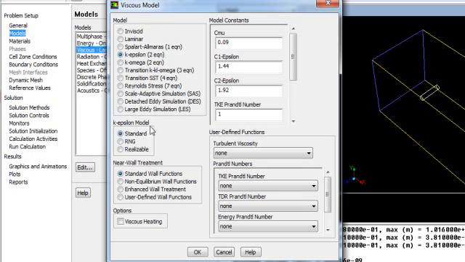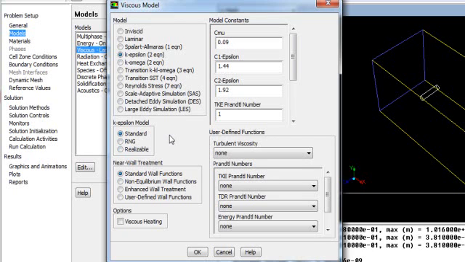K epsilon model itself has 3 different models. One is standard K epsilon, another is RNG K epsilon, and number 3 is realizable K epsilon model. So for simple CFD problem, we will use standard K epsilon model.